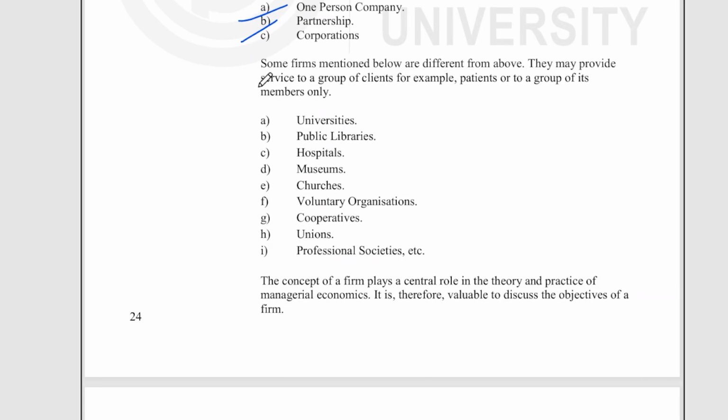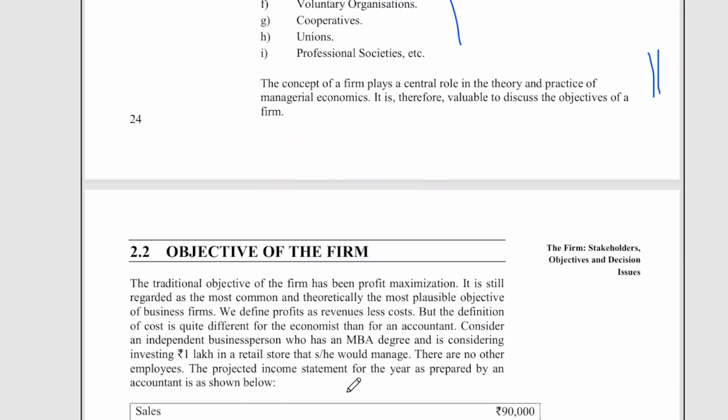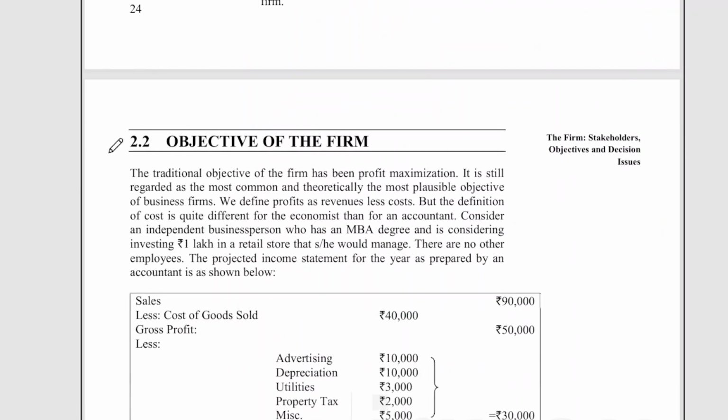They may provide service to a group of clients, for example patients, or to a group of their members only: universities, public libraries, hospitals, museums, churches, voluntary organizations, cooperatives, unions, and professional societies. The concept of a firm plays a central role in the theory and practice of managerial economics. It is therefore valuable to discuss the objectives of a firm. Next is the objective of the firm.